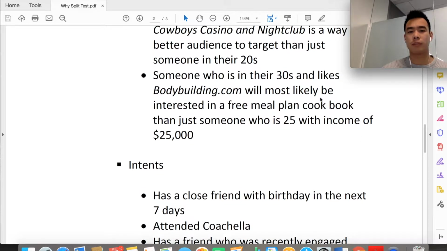And then the second example is, if you want to target someone who is in their 30s and likes bodybuilding.com, who is most likely to be interested in a free meal plan cookbook that you're offering, compared to targeting someone who is 25 with an income of $25,000 per year. Yeah, it tells me a lot. It tells me about their income. It tells me how well they're doing in life, but it doesn't necessarily tell me if they're going to be interested in what I have to say, compared to someone who I know for sure is interested in bodybuilding and keeping his diet and things like that.